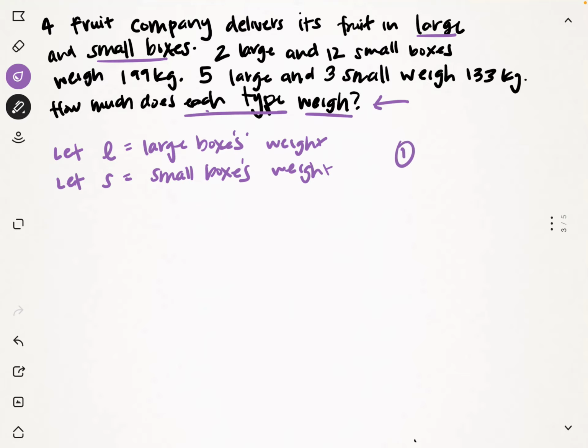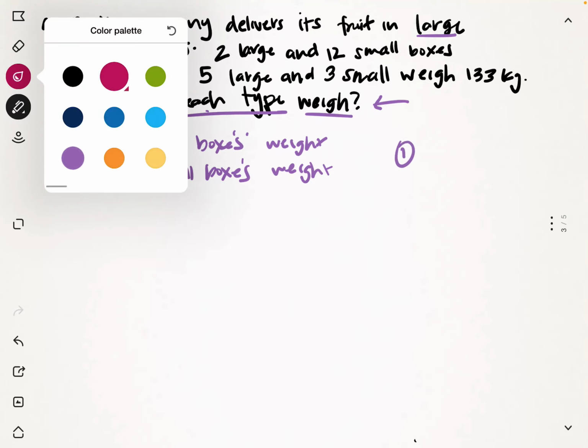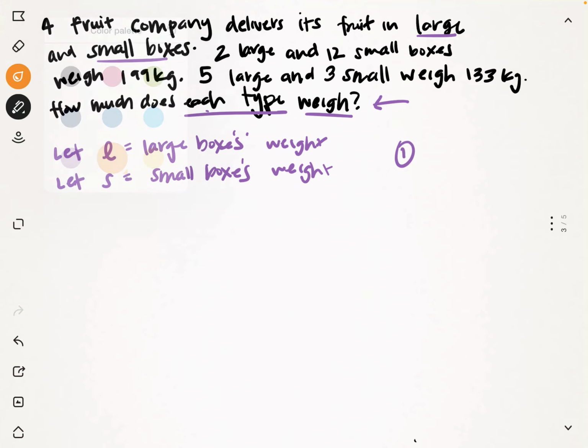Step 2, we're going to read back through here and then try to set up our equations. The second sentence says 2 large and 12 small weigh 199. So if I say 2 times the large weight, and then I add on 12 times the small weight, that should equal 199 kilograms. And then the third sentence says 5 large and 3 small weigh 133. So 5 large plus 3 small is equal to 133.